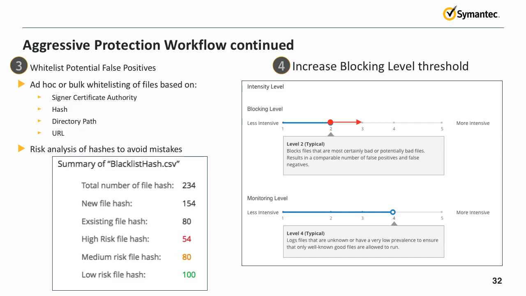Whitelist potential false positive files based on signer certificate authority, file hash, directory path, or URL. Risk analysis of hashes provides a summary of the file hash values found. You can use this information to determine if an increase in the blocking level threshold is required.